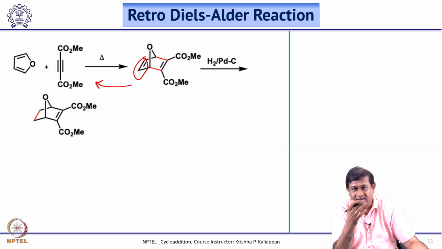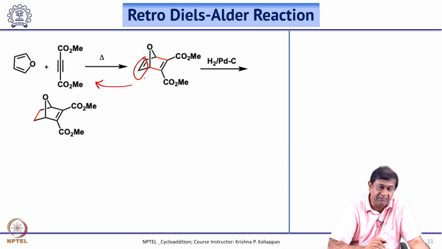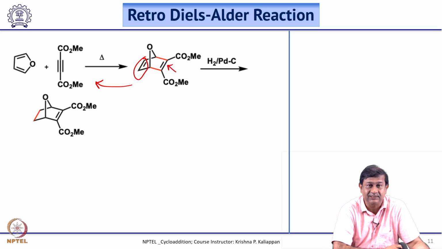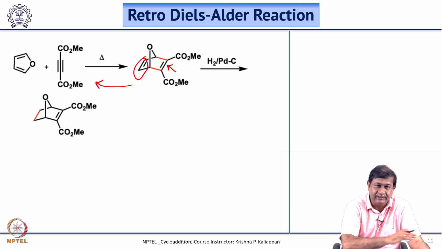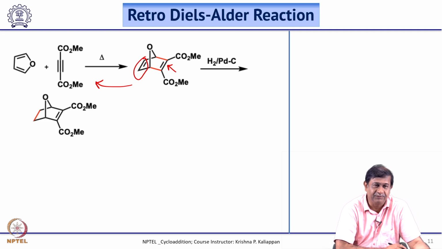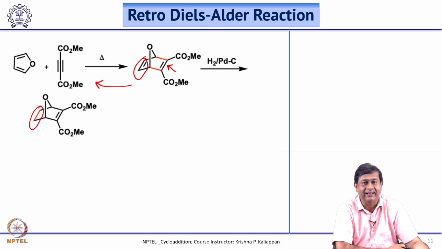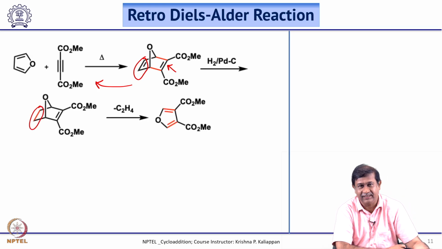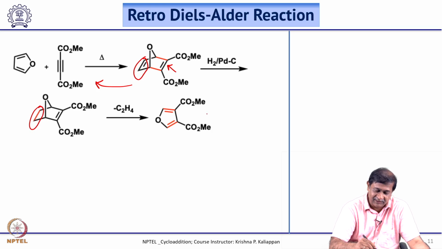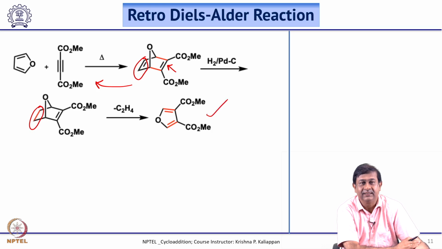Okay. Or this double bond can be easily reduced selectively in the presence of the tetra-substituted double bond. So, if you reduce the double bond, you get this bicyclic compound. Now, when you heat it, this can go as ethylene. Okay. So, when this goes as ethylene during the retro Diels-Alder reaction, you get the corresponding 3,4 disubstituted furan diamide.